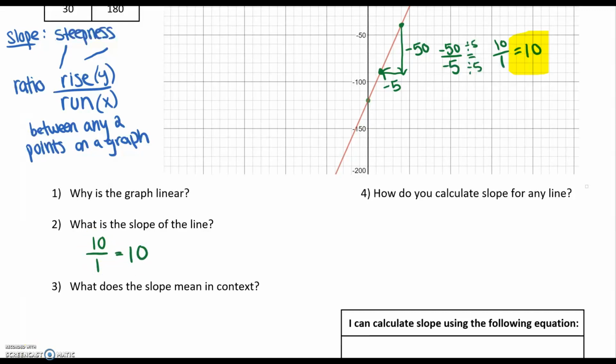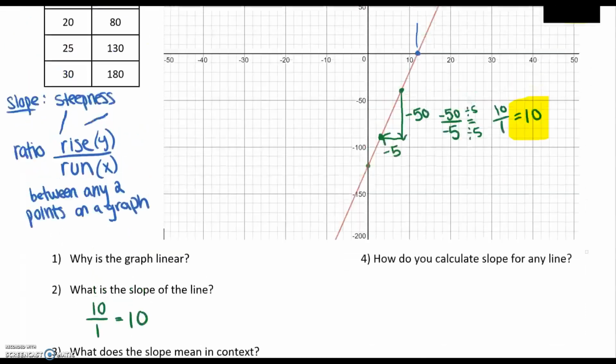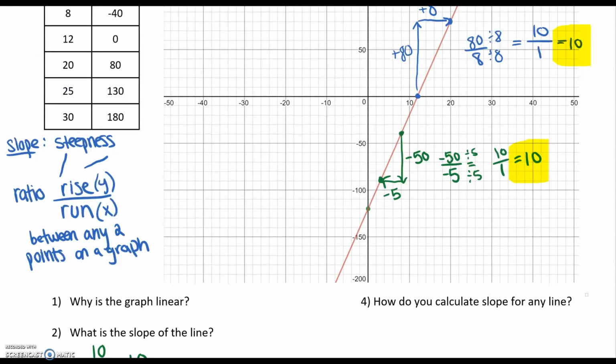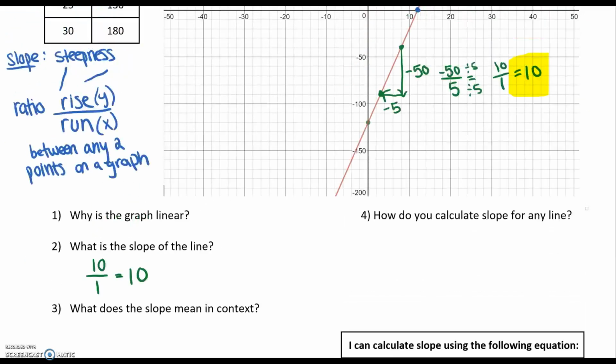Either one's fine. So the next question is the most important question, is what does a slope even mean? Why do we care? So as I said before, it measures steepness. So this line is pretty steep because you're rising 80, but you're only running 8. If you were rising 8 but running 80, it would look more like this. You'd get a less steep line. Okay, so it tells us a lot about the structure of the line. But for our business, it actually tells us a lot.